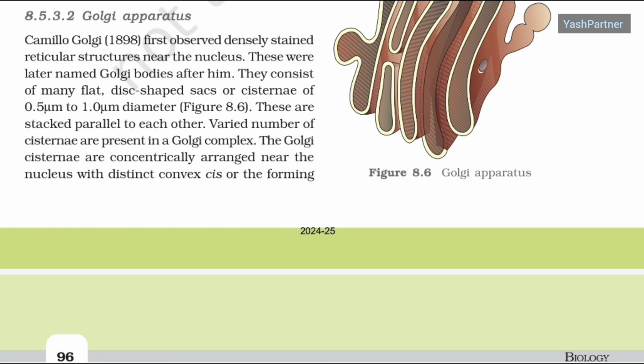8.5.3.2 Golgi apparatus. Camillo Golgi, 1898, first observed densely stained reticular structures near the nucleus. These were later named Golgi bodies after him. They consist of many flat, disc-shaped sacs or cisternae of 0.5 micrometer to 1.0 micrometer diameter, figure 8.6. These are stacked parallel to each other. Varied number of cisternae are present in a Golgi complex.